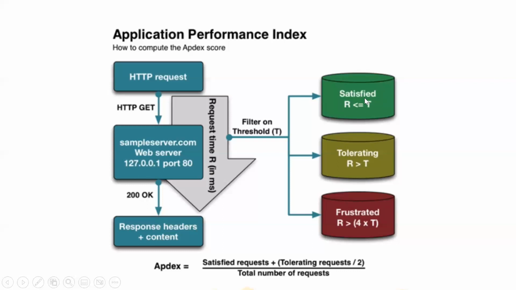And this algorithm is automatically system defined. Okay. So now you understood that some people are satisfied with your application, some are tolerating, some are frustrated. Now the question was, what is the Appdex score? The Appdex score formula is satisfied requests plus tolerating requests divided by 2, over the total number of requests for that particular minute or 1 hour or whatever it is.